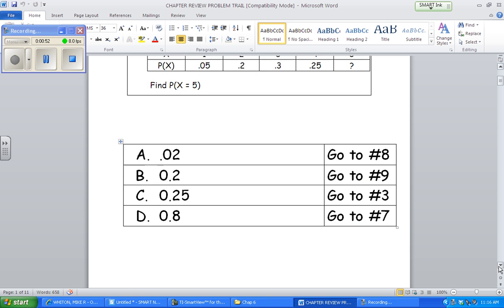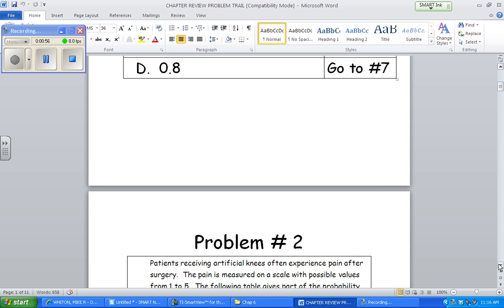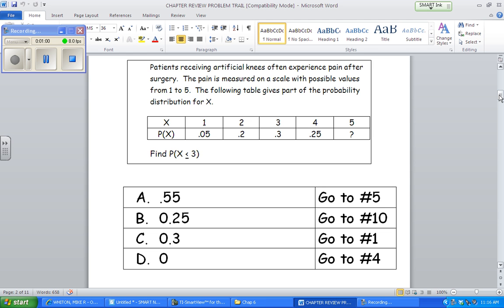Okay, so let's take a look. Number 2 is, let's see here. Same kind of situation, except they're asking a different question. What is the probability that the value is less than or equal to 3? So all we need to do there is add up the probabilities of those corresponding values, adding up 0.05 plus 0.2 plus 0.3 should get us an answer of 0.55, so that answer is A.